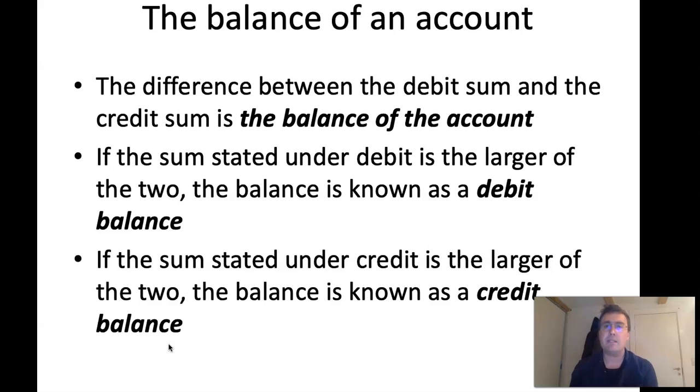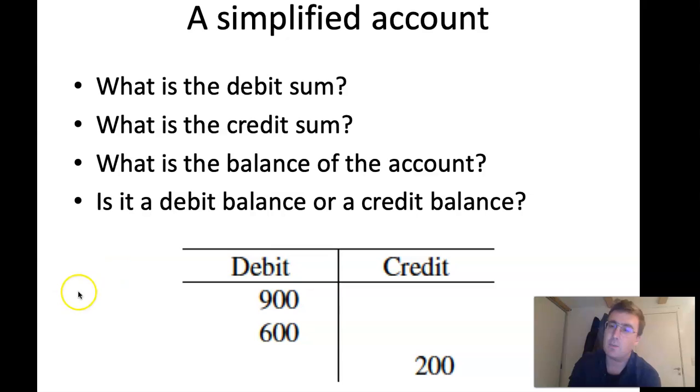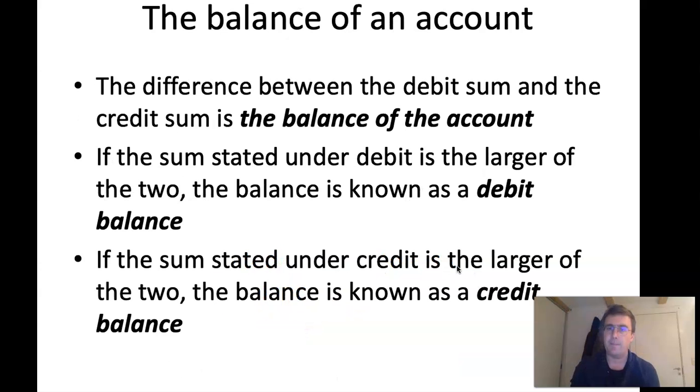If the sum stated under the debit is larger of the two, the balance is known as a debit balance. If the sum stated under the credit is larger of the two, the balance is known as the credit balance. This would mean if this were opposite, we would have a credit sum and not a debit sum, which it is in this case.